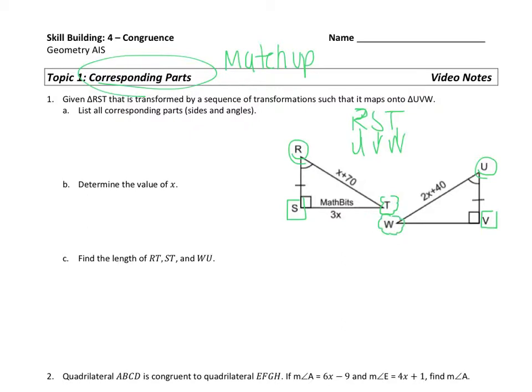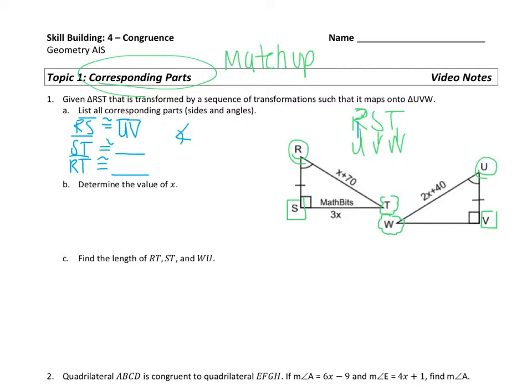So here we're asked to again list the corresponding parts, meaning the sides and the angles. We'll start with all the corresponding sides, such as RS is congruent to, well, because R maps to U, I start with the letter U. S maps to V, so then I end with the letter V. Then I'm going to list the next one. ST is congruent to blank, and RT is congruent to blank.